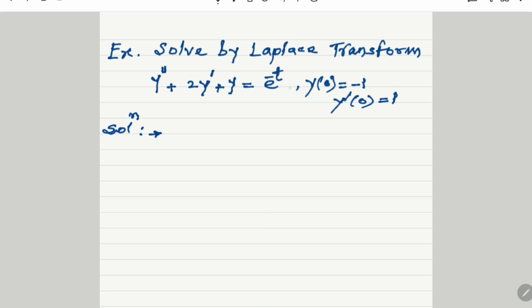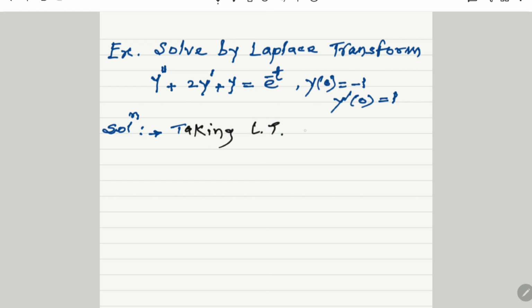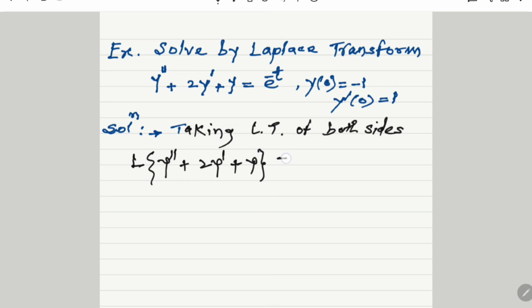As it is a linear differential equation of order 2, to solve it by Laplace transform, we have to take Laplace transform on both sides of the equation. Taking Laplace transform of both sides, we get Laplace transform of y double dash plus 2y dash plus y, and that is equal to Laplace transform of the right hand side term e raised to minus t.